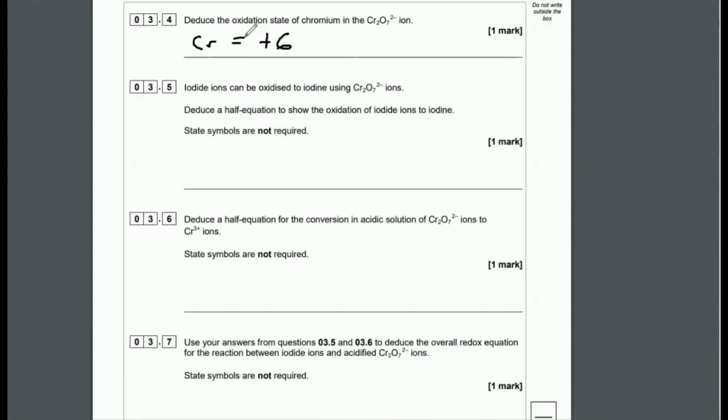Now let's look at 3.5. Iodide ions can be oxidized to iodine using Cr2O7 2- ions. Deduce the half equation to show the oxidation of iodide ions to iodine. So we know from the equation that we've got iodide ions on the left and iodine on the right. We know that iodine is diatomic. There's 2 of them, so I need to put a big 2 in front of my I-. We know that oxidation is loss of electrons, OIL RIG. So on the right-hand side, I'm showing that loss of electrons, and we know that's going to be 2 electrons.